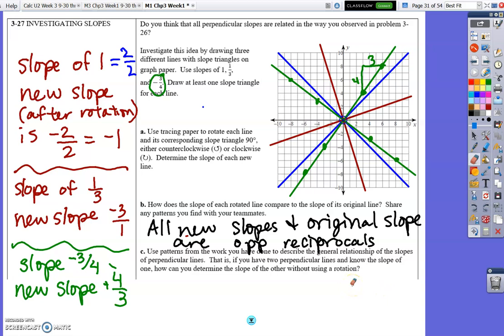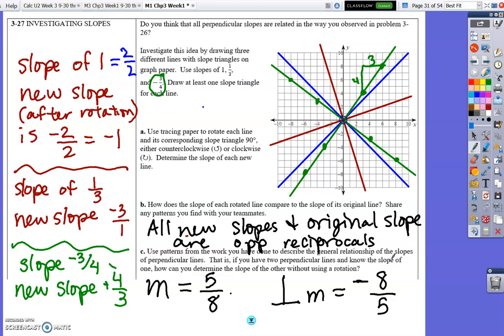And so without using the rotation, which I've basically been doing the whole time, let's say my original slope is 5 over 8. My perpendicular slope, I'll flip it over, so 8 over 5. And since this is positive, this will be negative. And that's all you have to do. So all you have to do is flip it over, reciprocate it, and then change its sign. So if it's negative, you make it positive. If it's positive, you make it negative. And then you have opposite reciprocals.